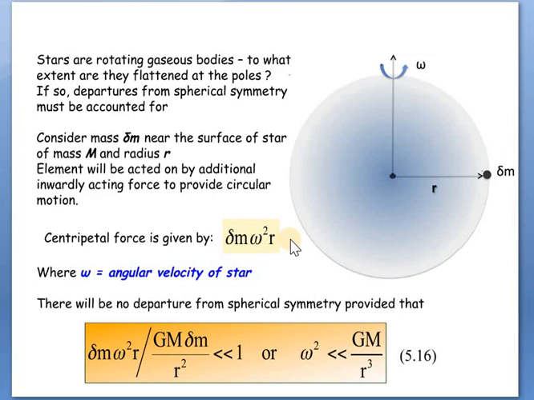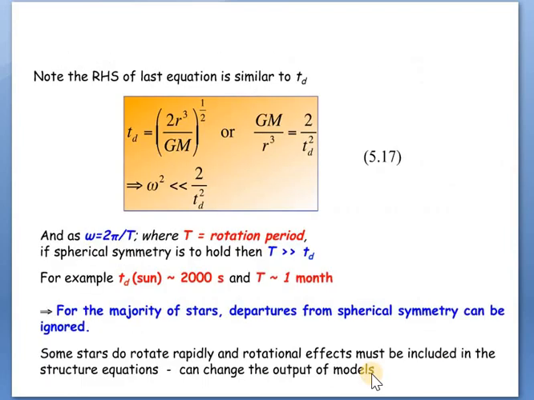So from this estimation we can say that there will be no departure from spherical symmetry. That means the effect of rotation will be negligible if we have this sort of relation. That means if the effect of centripetal force is less than that of gravitational force, so this ratio is much less than 1, which gives us this criterion. Now, it is important to note that the right hand side is similar to that of TD.